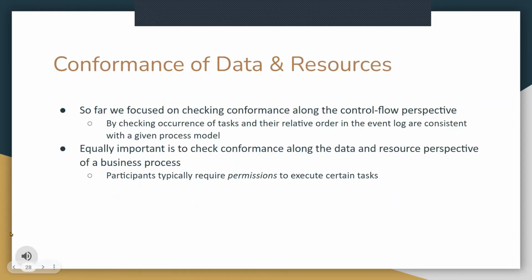Now for conformance of data and resources. So far we focused on checking conformance along the control flow perspective by checking occurrence of tasks in their relative order in the event log are consistent with the given process model. But what is equally important is to check conformance along the data and resource perspective of a business process. Participants typically require permission to execute certain tasks. In the reading, it spoke about a project which was valued at around $1 million, and how whoever's working on the project can't just go through implementing the project, but rather they need to get permission from management or a higher power in order to execute it.